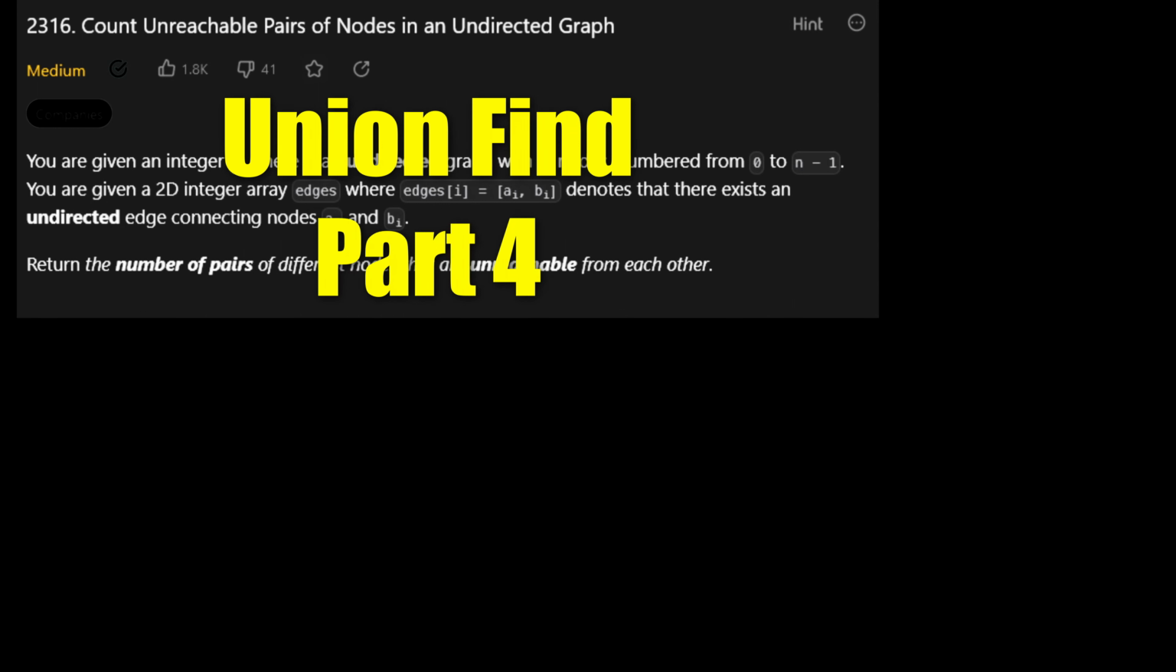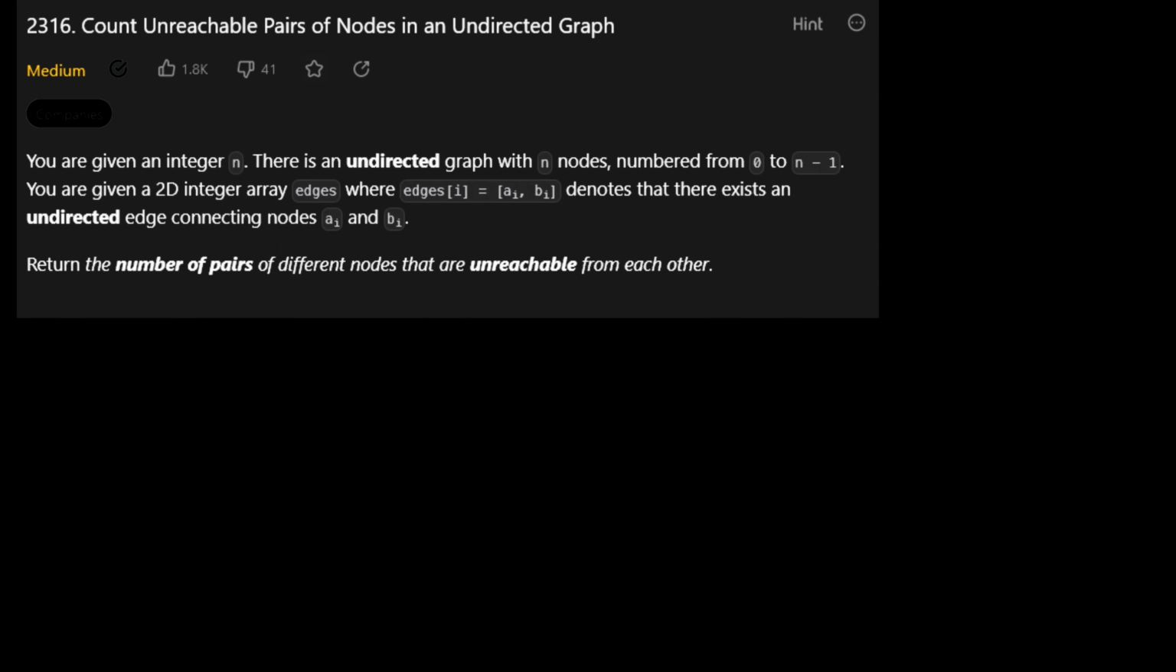Hello, welcome back. Today we're going to do another LeetCode problem of union find. Today's problem is 2316, Count Unreachable Pairs of Nodes in an Undirected Graph.